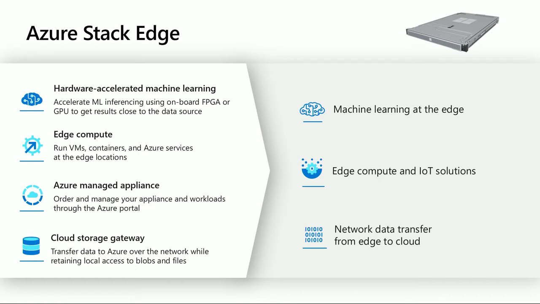It has built-in hardware acceleration for machine learning. It does edge computing locally with either VMs or containers. Those containers can be through Kubernetes or IoT Edge. It's an Azure managed appliance. And it has, Henry talked about that storage gateway for moving data up and back from the cloud. And really what it allows you to do is run machine learning at the edge. It allows you to do edge compute and IoT solutions. And it allows you to have a pipeline for your data to manage it when you have data generated locally and you want to operate on it and reason across it and run machine learning or AI across it, and then get the results of that processing, or the data, up to the cloud for further use. So really, it's an extension of the Azure cloud. That's the right way to think about it.